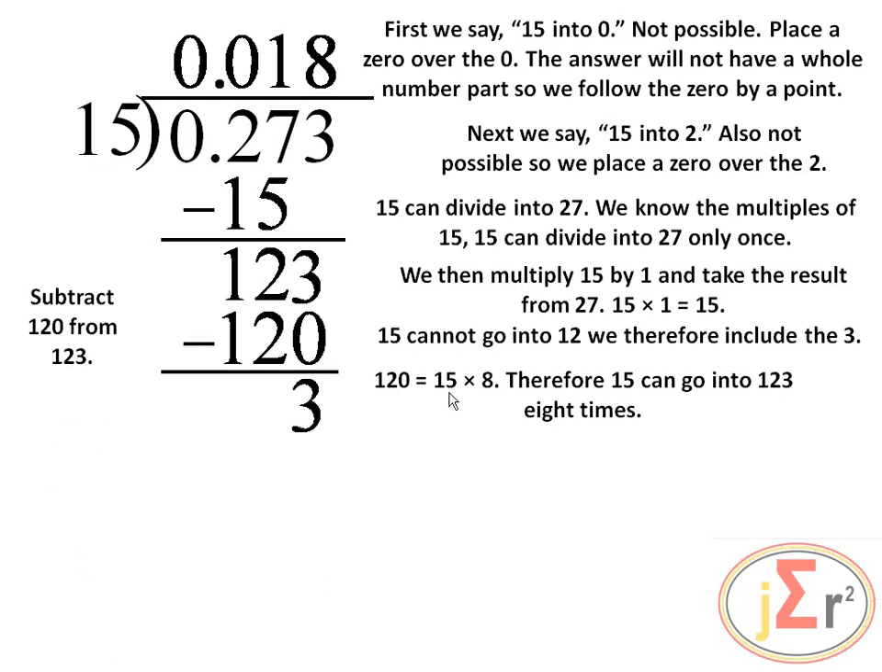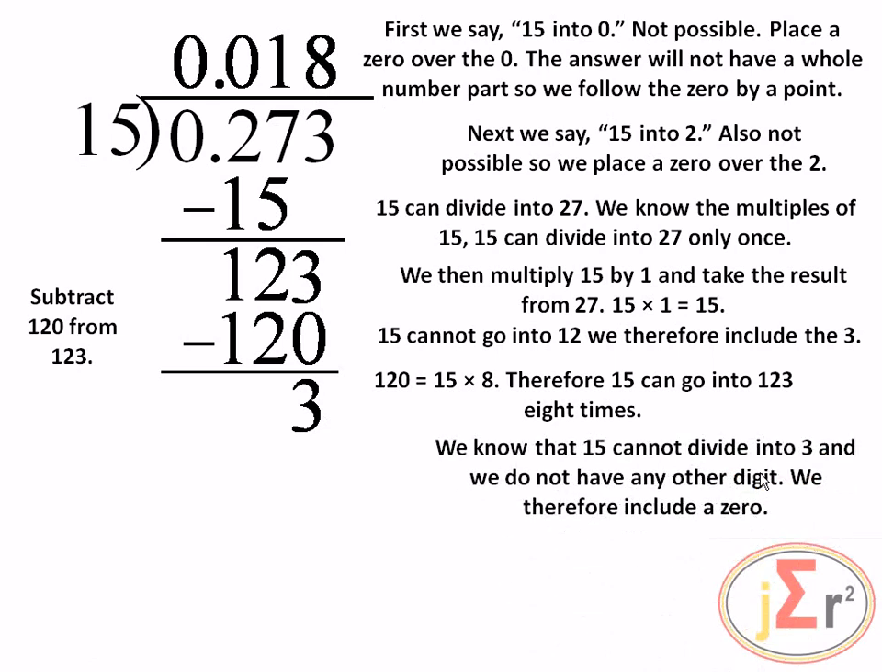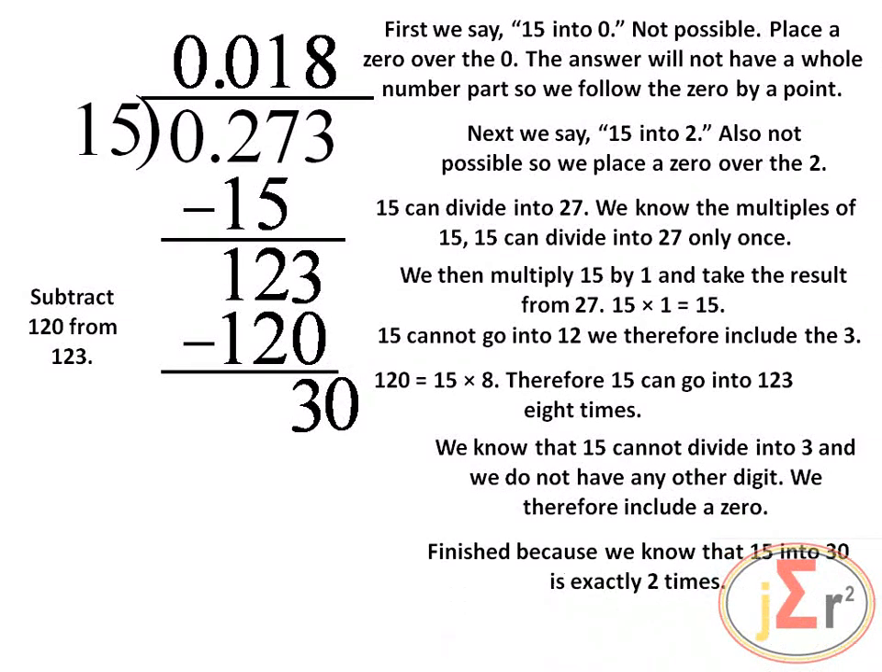And what do we get? 3. What do we do after that? 15 into 3? 0.3? No. We include a 0. We know that 15 cannot divide into 3, and we do not have any other digit. We therefore include a 0, as before. Finished, because we are sure that 15 into 30 is 2 times exactly. There. And 2 times 15 is 30. And subtract. And the result is 0.